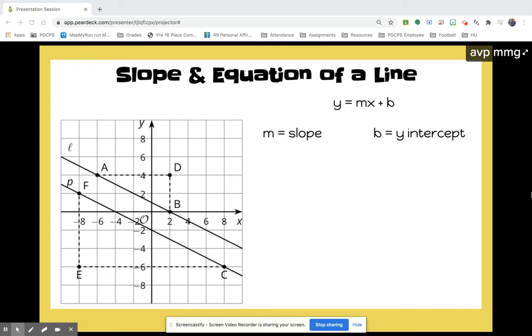All right, guys, here it is as promised. We're going to go over the equation of a line and slope. And so for slope, all it is is just rise over run.